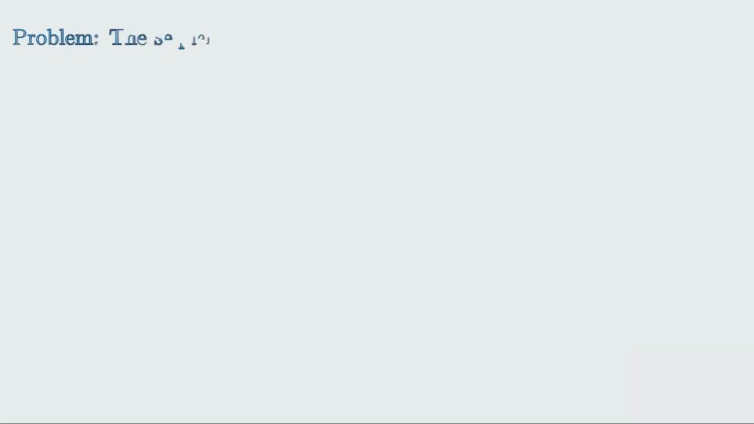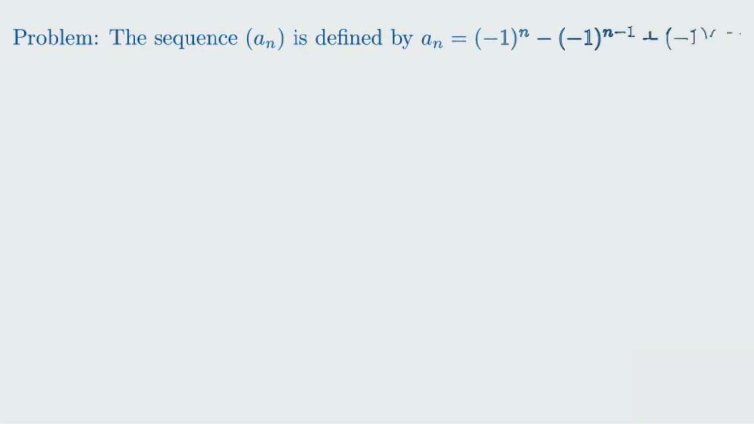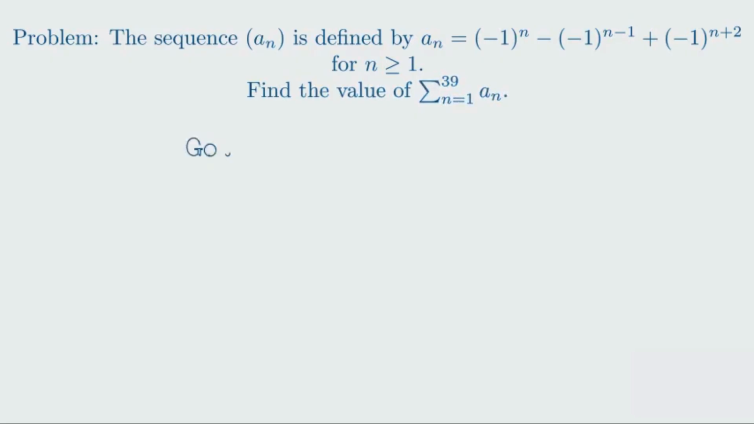We are given a sequence defined by the rule a_n equals (-1)^n minus (-1)^(n-1) plus (-1)^(n+2) for n greater than or equal to 1. Our goal is to find the value of the sum of the first 39 terms of this sequence. A direct calculation of all 39 terms and then adding them up would be very time-consuming. There must be a more elegant way. Let's see if the sequence has a predictable pattern.